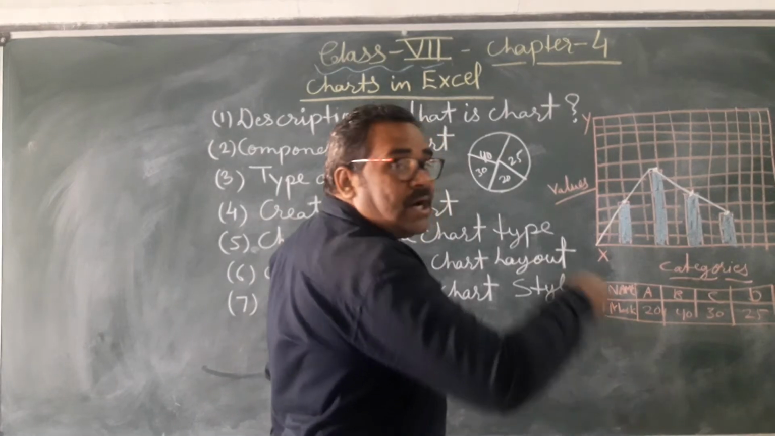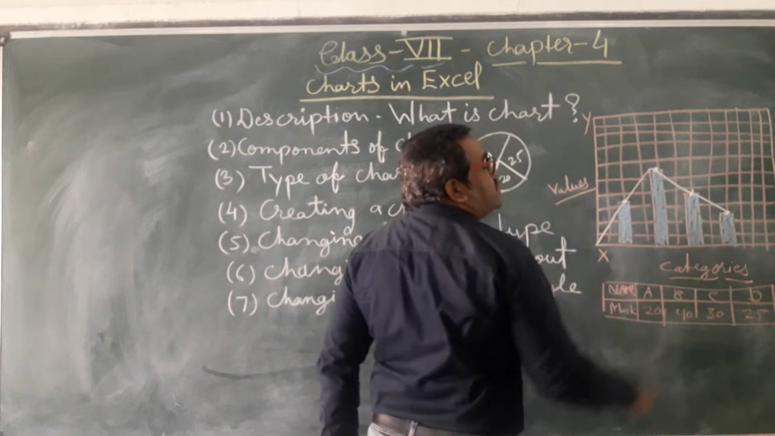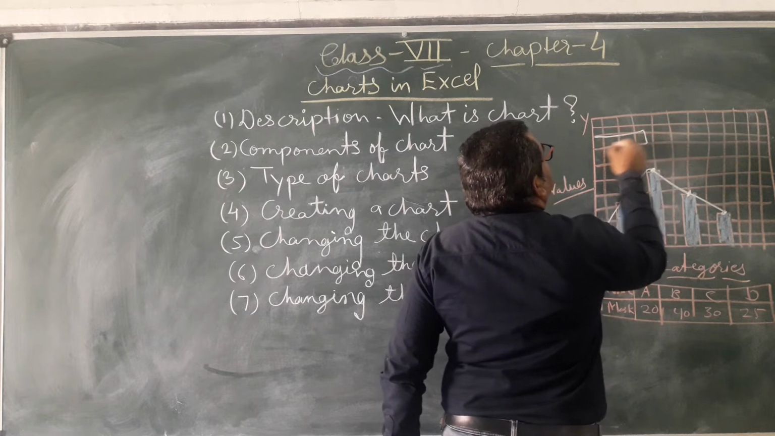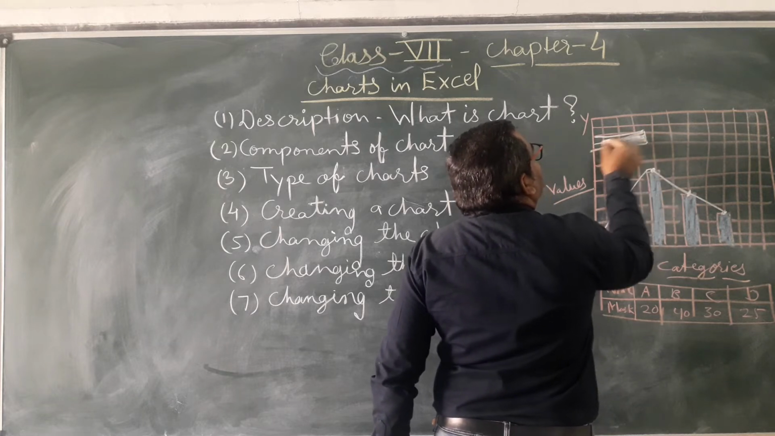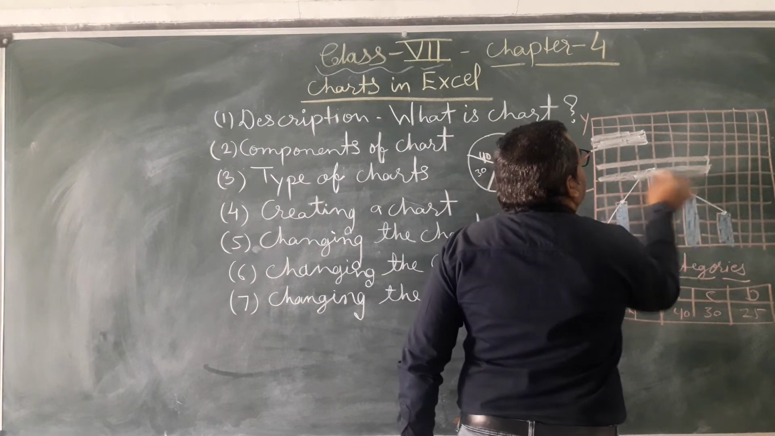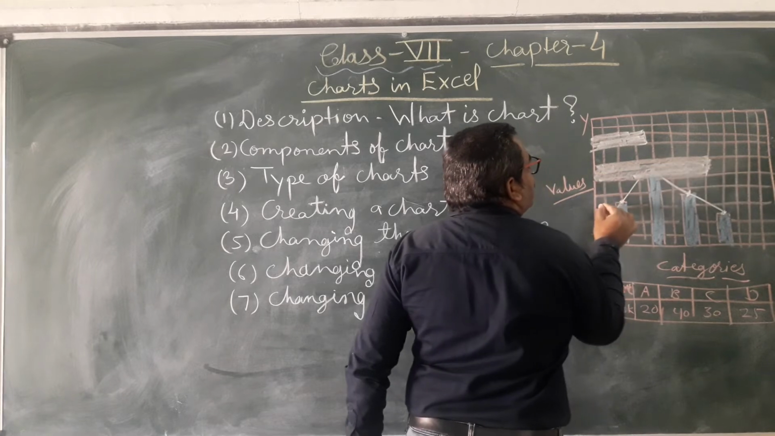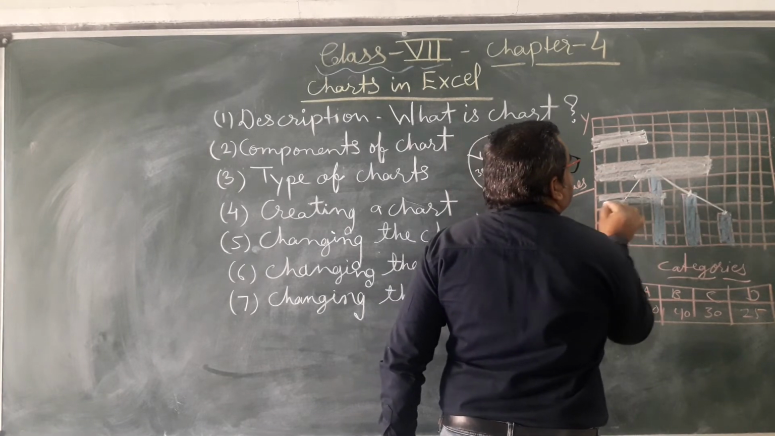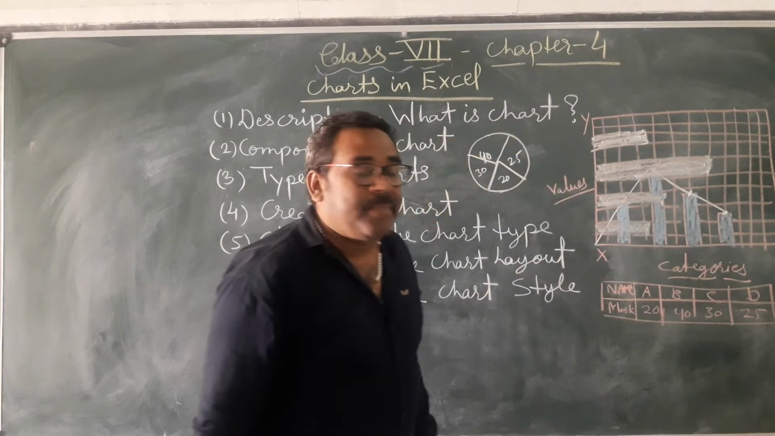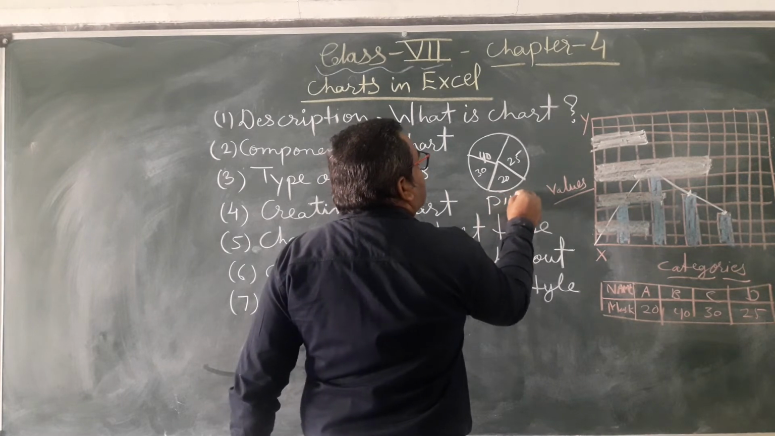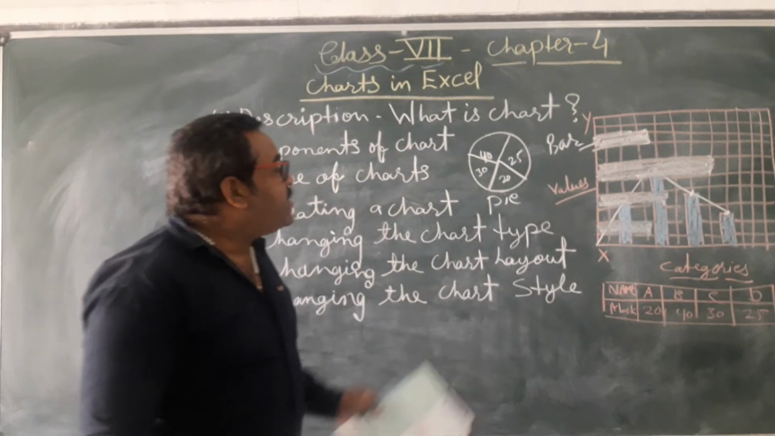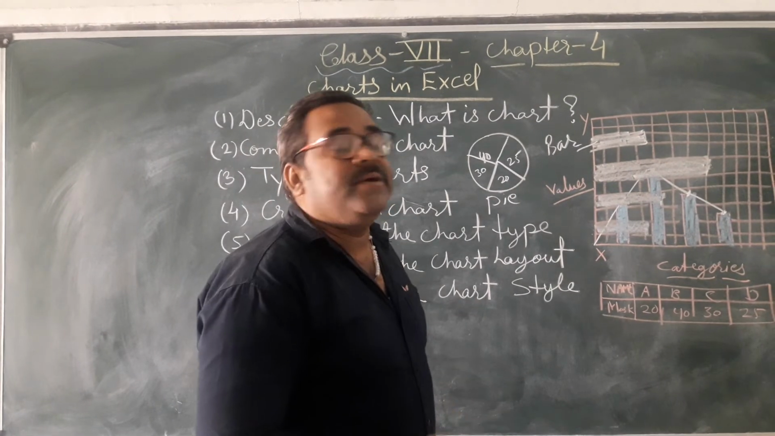Then bar, just the opposite, or rather an angle of your data. Your data is going to be like that. Simply, your chart is going to be just the opposite of your column chart. This is called a bar. This is called pie, and this is called bar. So we have already covered four: column, line, bar, pie.